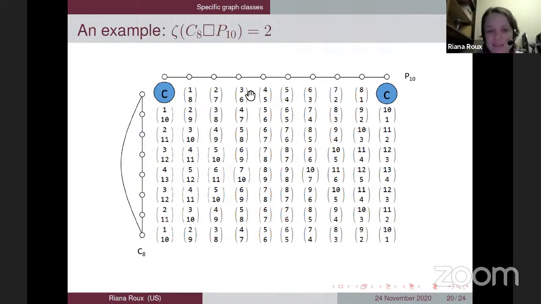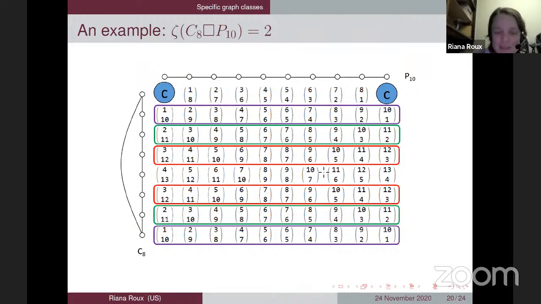This grid represents the vertices in our graph, and the top value is the distance from the left cop, and the bottom value is the distance from the right cop. And you can see that the difference in the row, the difference between these two values will all be different. So it is a doubly resolving set.